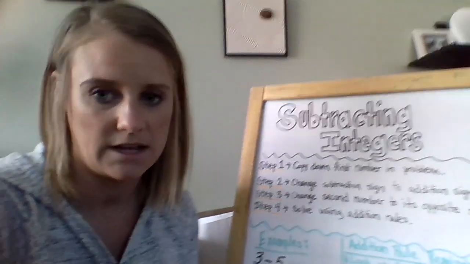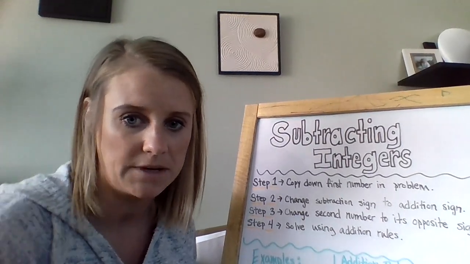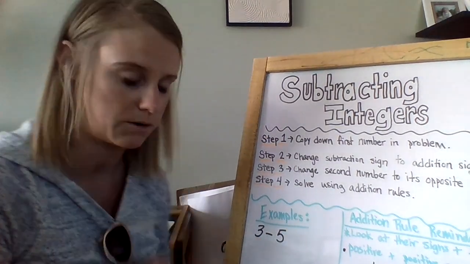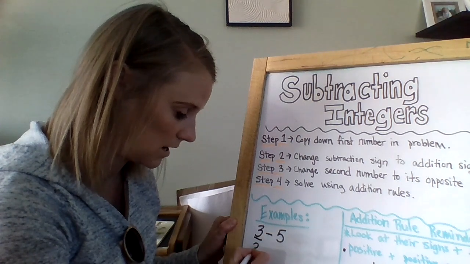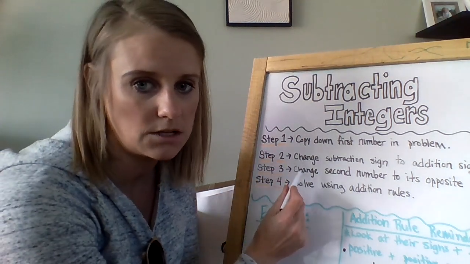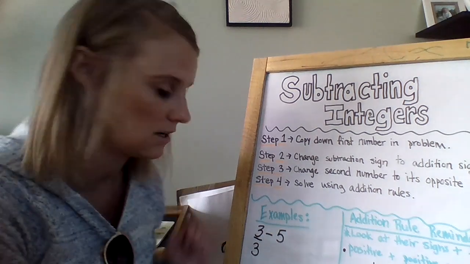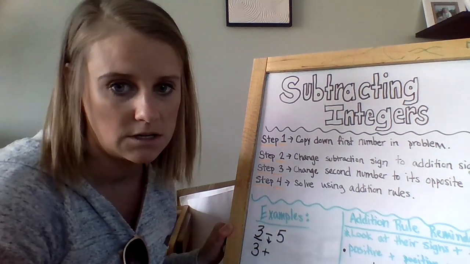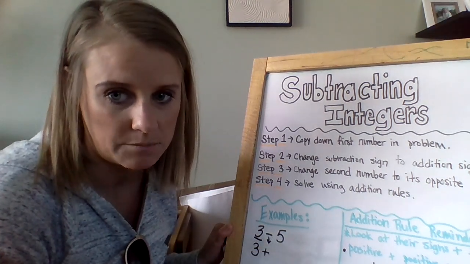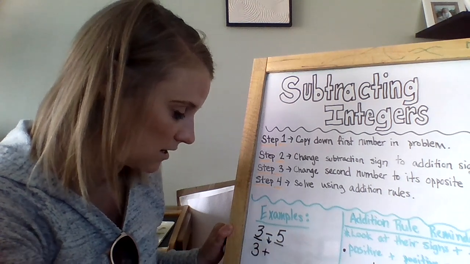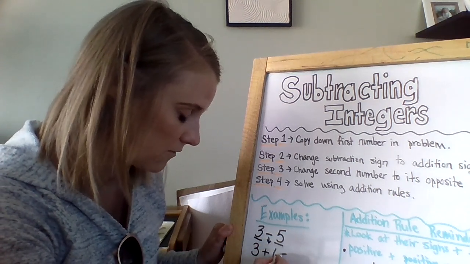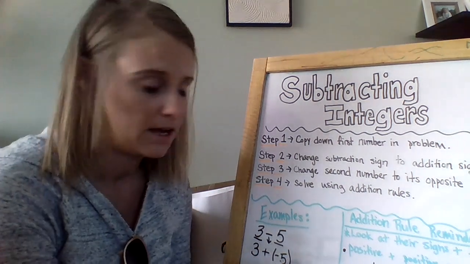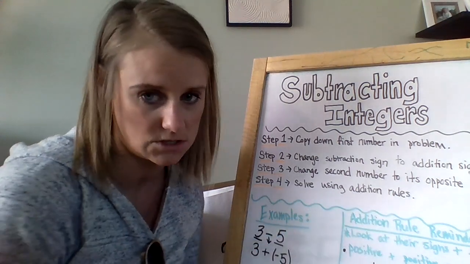First thing you're going to do, in step 1, is copy down the first number in the problem. So for an example, if you have the problem 3 minus 5, I would copy down my first number, which is a 3. Step 2, change the subtraction sign to an addition sign. So here's my subtraction sign, changing that to an addition sign. Step 3, change the second number to its opposite. So a 5 right here is going to become a negative 5. So now my new problem is 3 plus a negative 5. And step 4, I'm going to solve using all my addition rules.